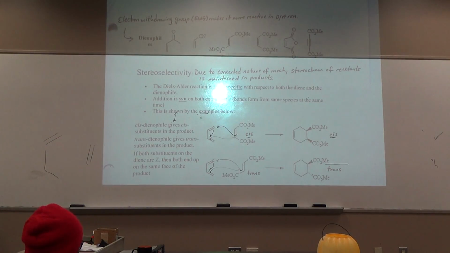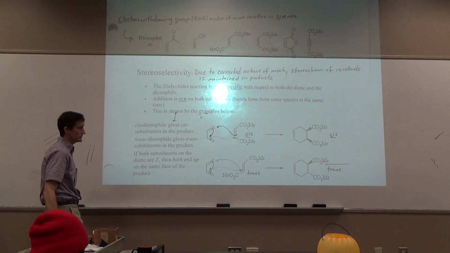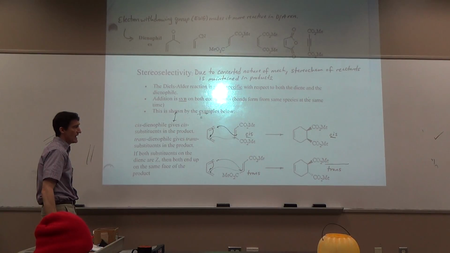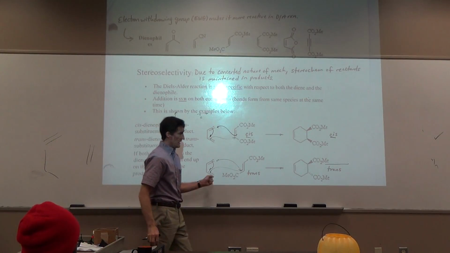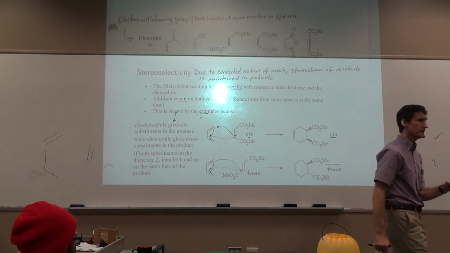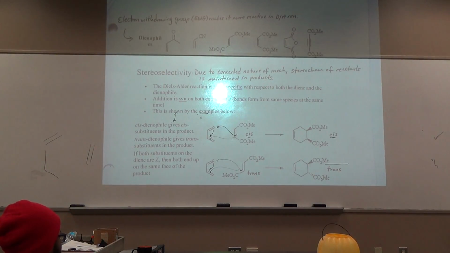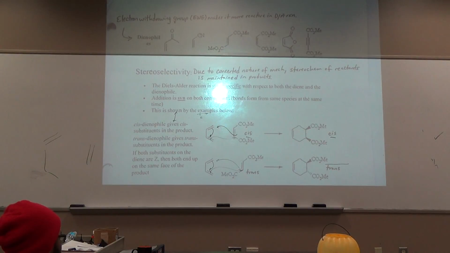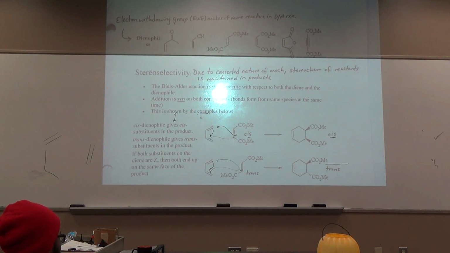Stereochemistry is maintained in the Diels-Alder because it's a concerted reaction with no intermediate, with no chance for any change in the stereochemistry. It's actually very powerful. And that's another reason Diels-Alder is such a great reaction. You get very selective or specific stereochemistry outcomes. Does that make sense? Maintained.